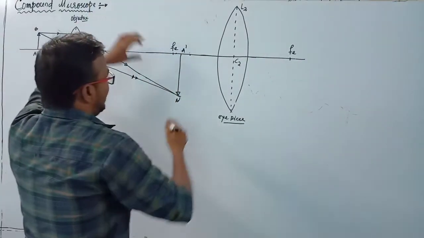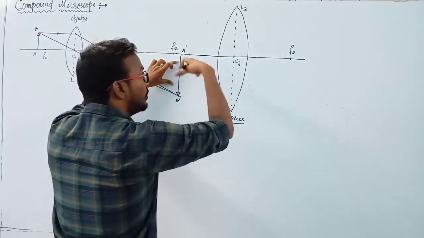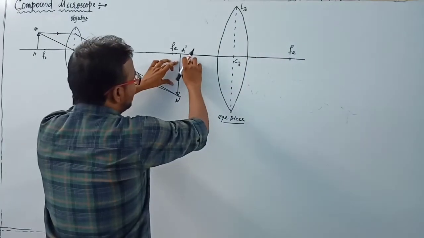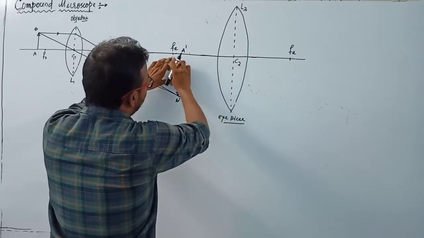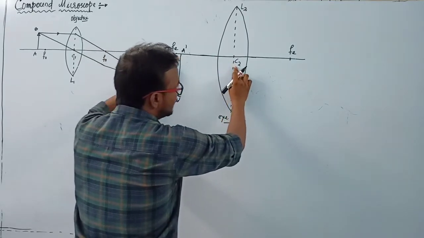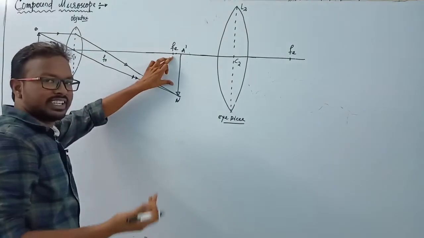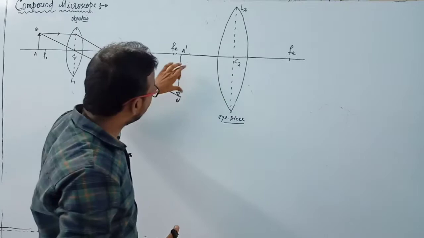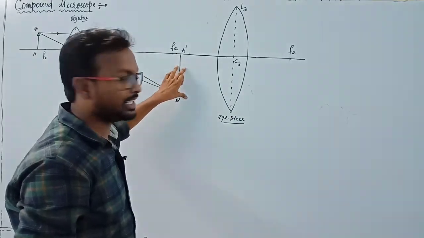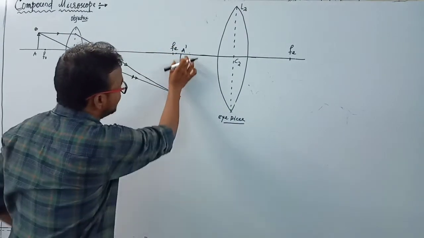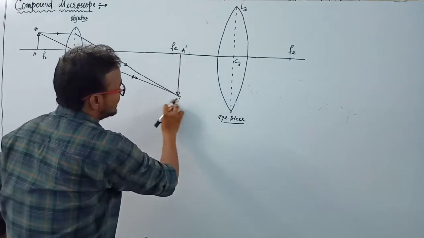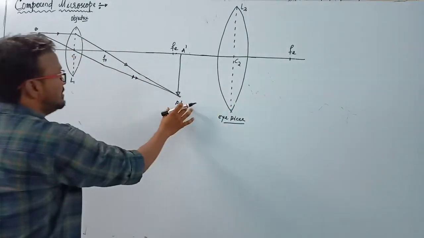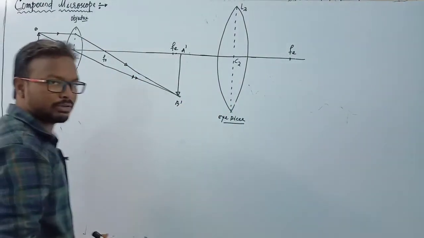Again, this image now acts as an object for the second lens. Why? Because this image is now between the focus point and the optical center. When the object lies between the focus and the optical center, we get a virtual and magnified image. This A dash B dash now behaves as an object for lens 2, and its image will be formed here, and that image is a virtual image.